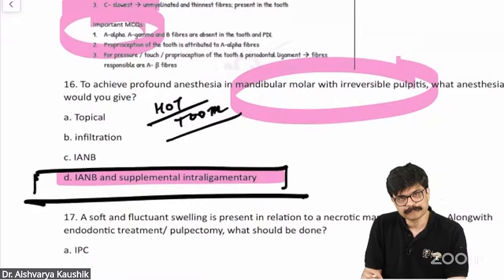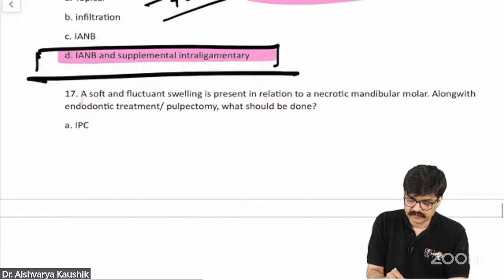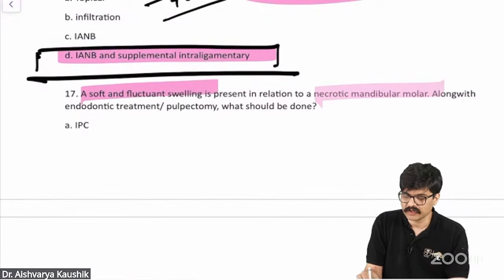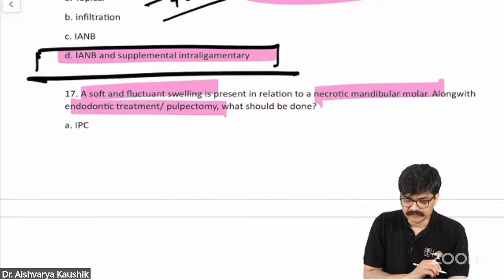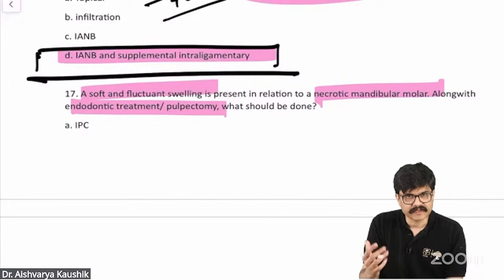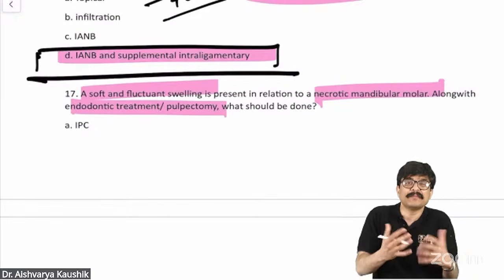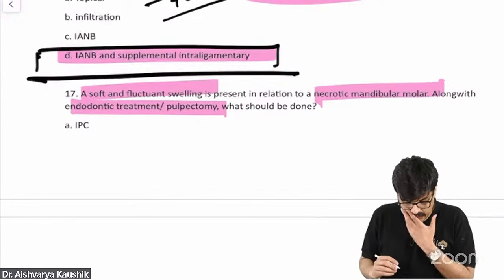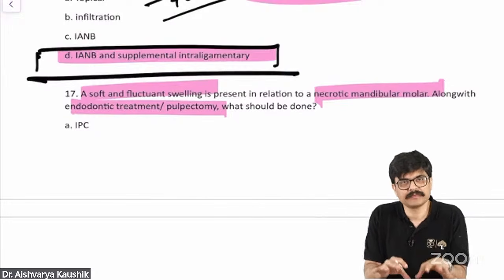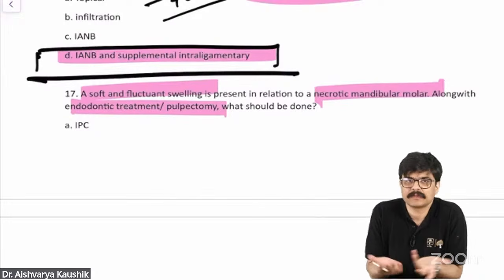Pretty simple. Okay, a soft fluctuant swelling is present in relation to a necrotic mandibular molar. Along with endodontic treatment or pulpectomy, I think pulpectomy was probably there in the question. Pulpectomy is not the ideal word for a necrotic tooth; you actually debride the necrotic tooth. You don't have a viable pulp, right? But anyway, what should be done? Along with the root canal treatment, what else should you do?